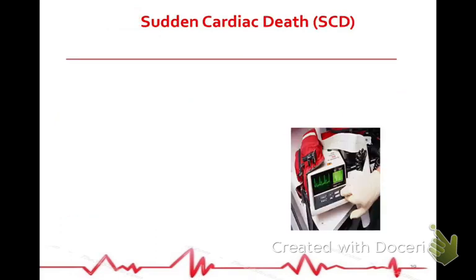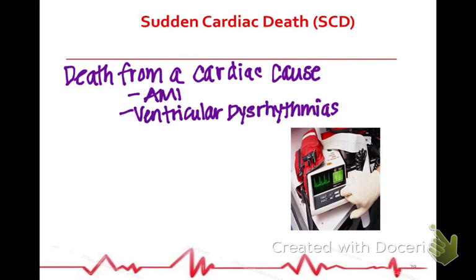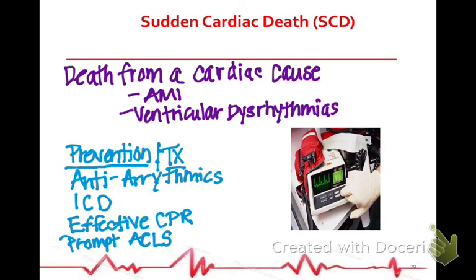I already told you a little bit about sudden cardiac death. It's death from a cardiac cause. It can be an acute myocardial infarction. It can be ventricular dysrhythmias like I was talking about. How do we want to treat it? It's also on page 762, so it talks about it in the other chapter, I believe chapter 34. But it also talks about it with these dysrhythmias.